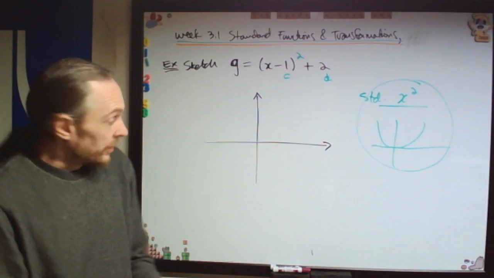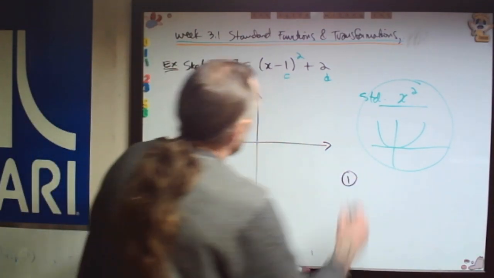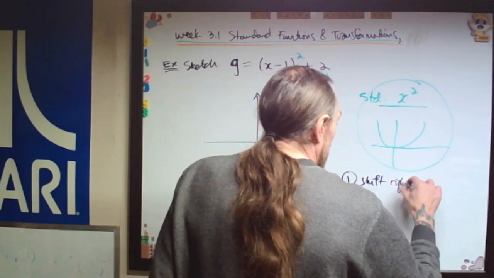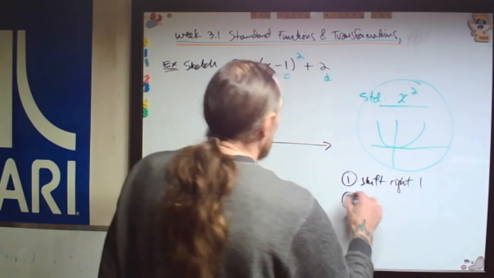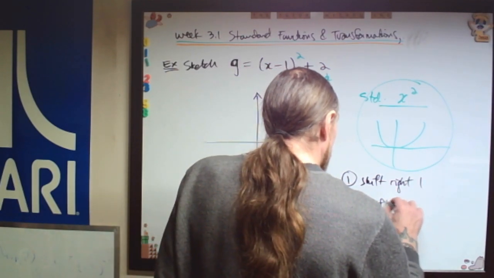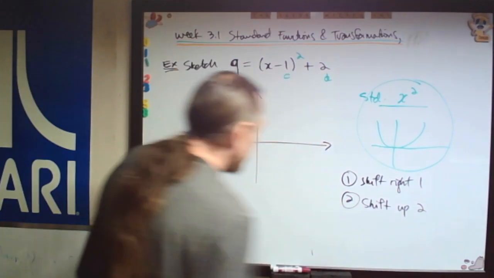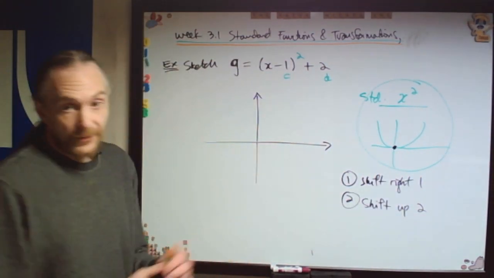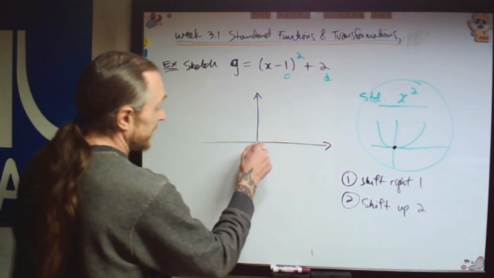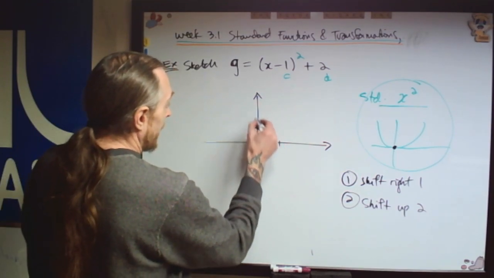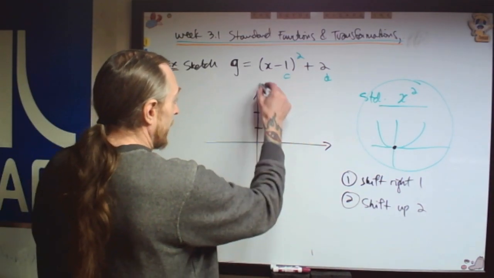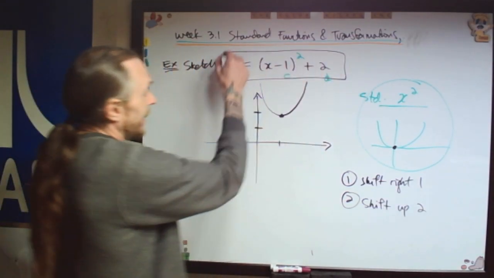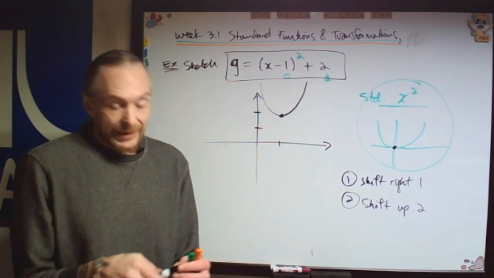That means I'm going to do what? I can list them. 1, I'm going to shift right 1. And 2, I'm going to shift up 2. And if you know where the vertex is, in this case the vertex is 0, 0. That's what I focus on moving. So I start from 0, 0. We're going to go right 1 and up 2, and my vertex will move there. And the parabola will do that. This is the graph of this new function. This is the idea of how quick and easy it is.